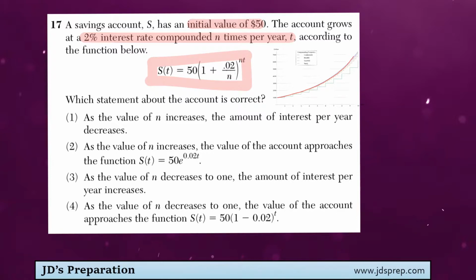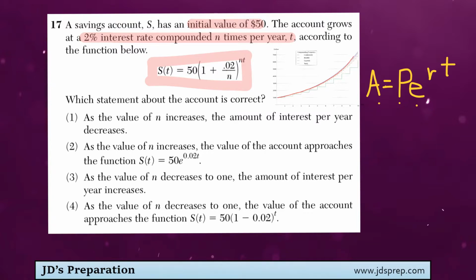which should hopefully ring some alarm bells in your head that we're dealing with a specific formula, the continuously compounded interest formula, which looks like this. So A equals the amount, P is the principal amount, e is our lovely constant e. r represents our rate of interest as a decimal, and t is our time.